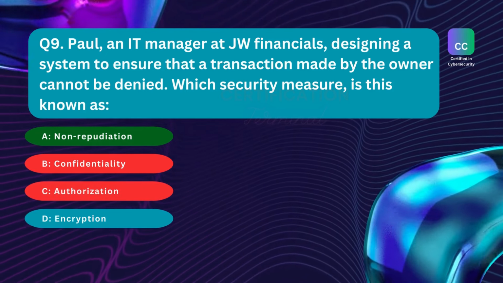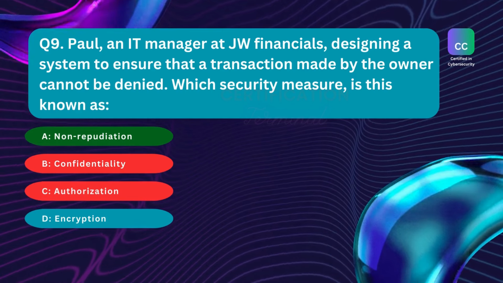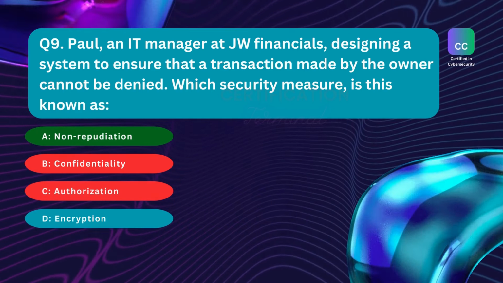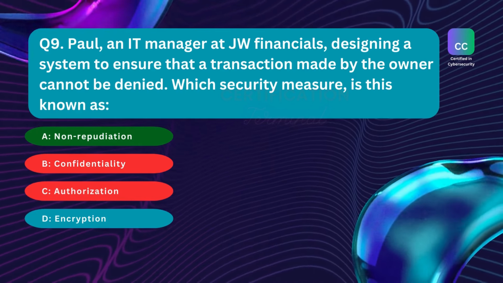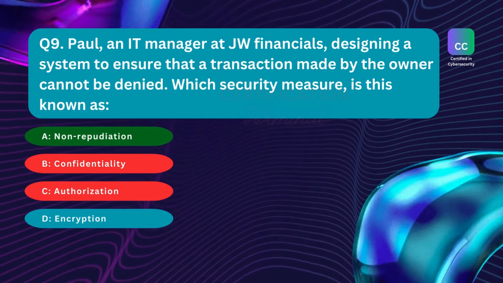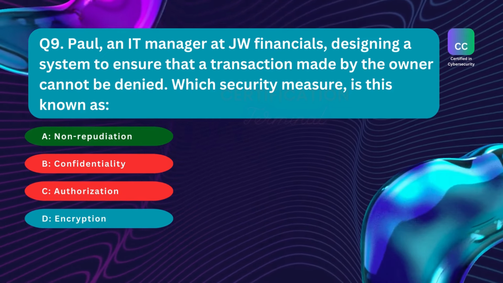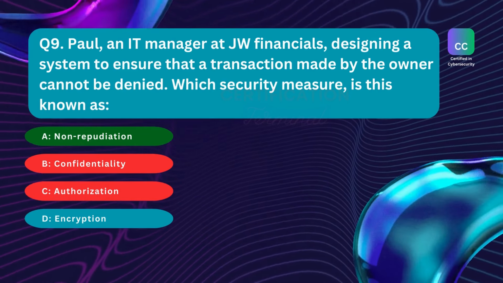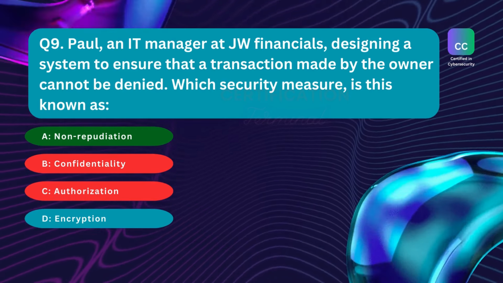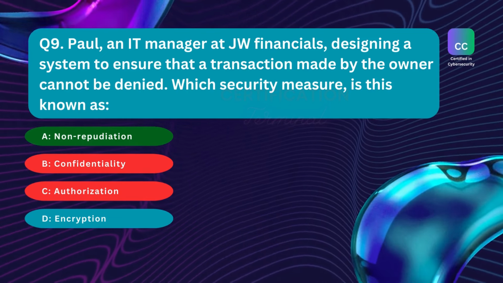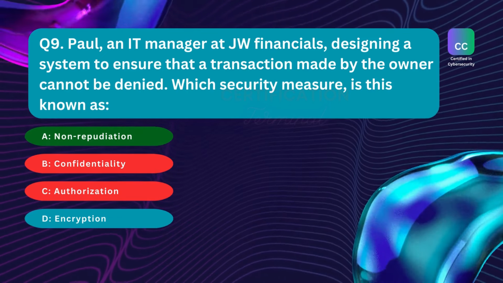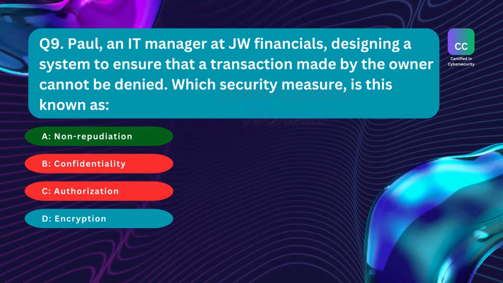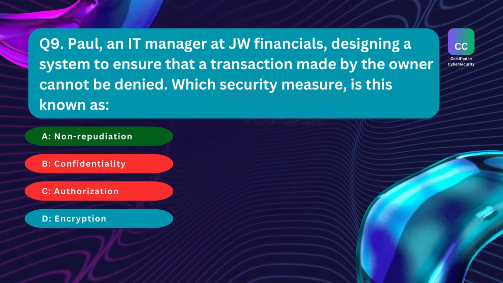Option C, authorization, is incorrect. Authorization is the process of giving someone permission to do or have something. It doesn't prevent someone from denying an action they took. Option D, encryption, is incorrect. Encryption is a method of converting plaintext into ciphertext to protect it from unauthorized access. It doesn't prevent someone from denying an action they took.